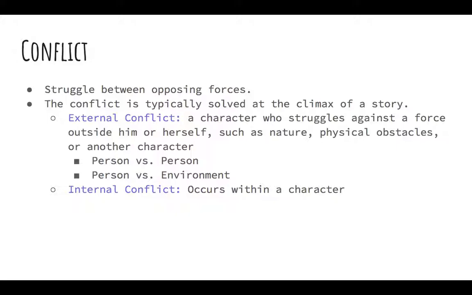Then we have internal conflict. This is what's happening within a character. I call this the "should I or shouldn't I." It is person versus self. All done.